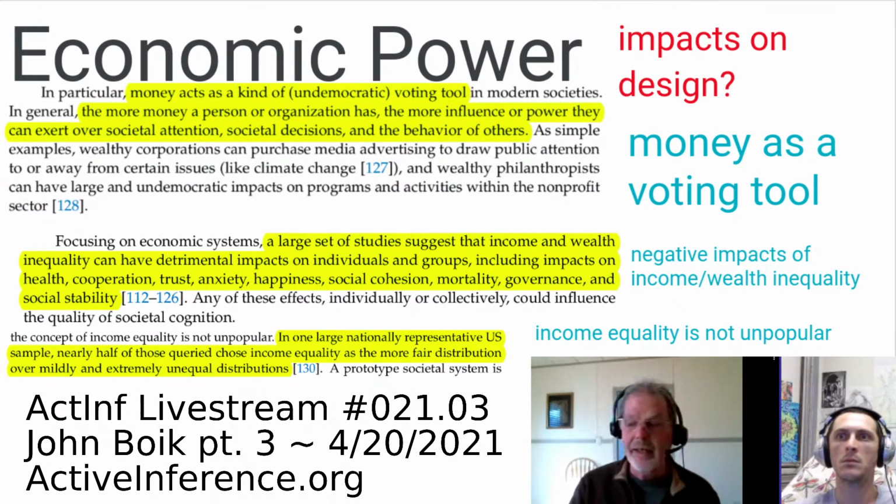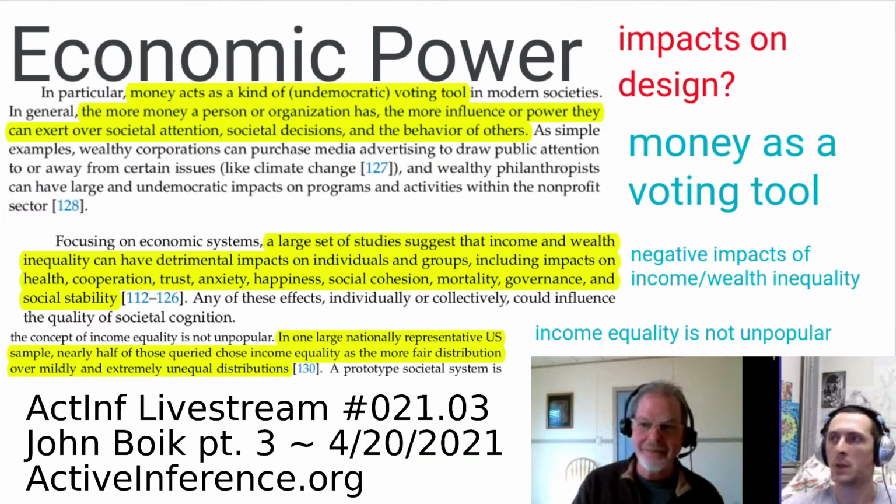And when we next come back to talk, we'll talk about the LEDA framework and some potential designs that actually would achieve income equality, income and wealth equality over time. So that's yet to come.